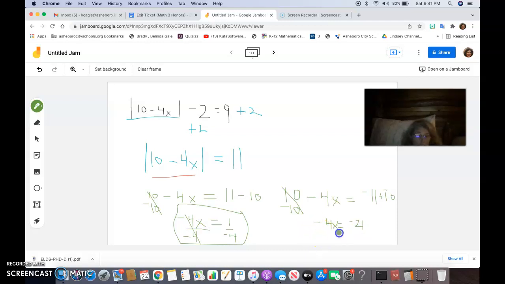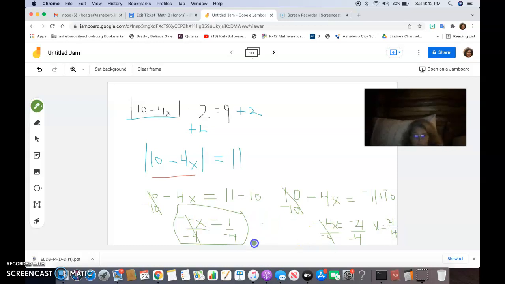And again, you would divide by negative 4 on this side. Divide by negative 4 on this side. The negatives cancel, leaving you with x equals 21 over 4.